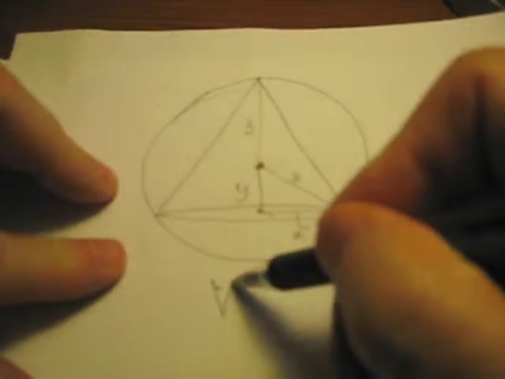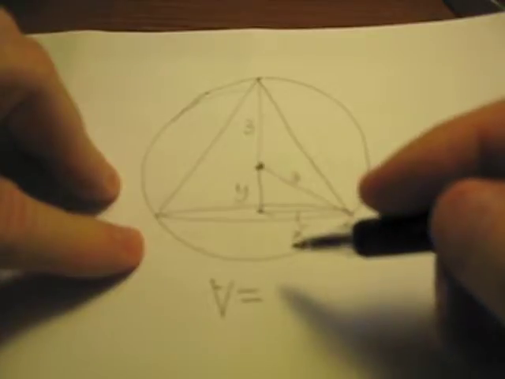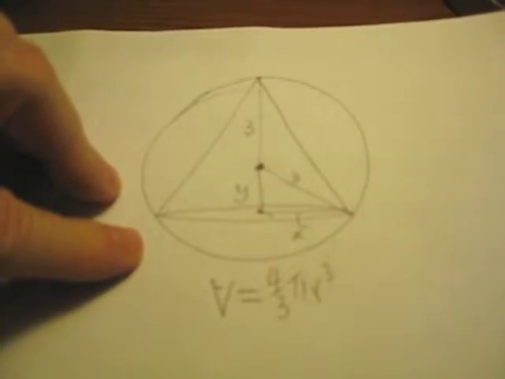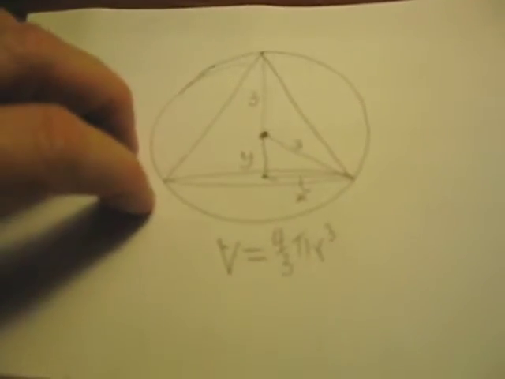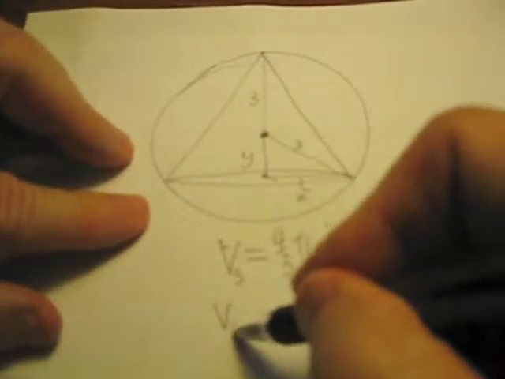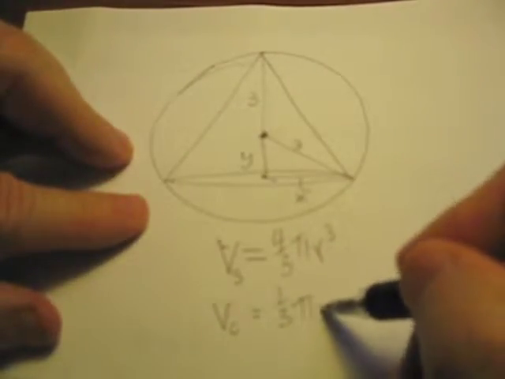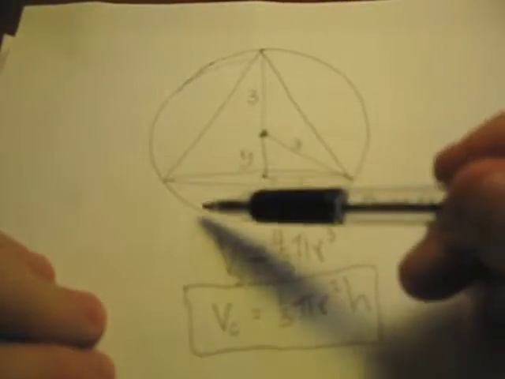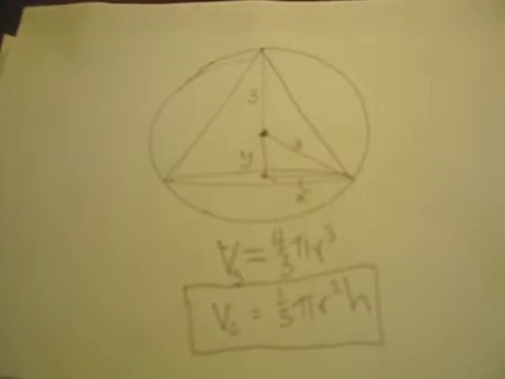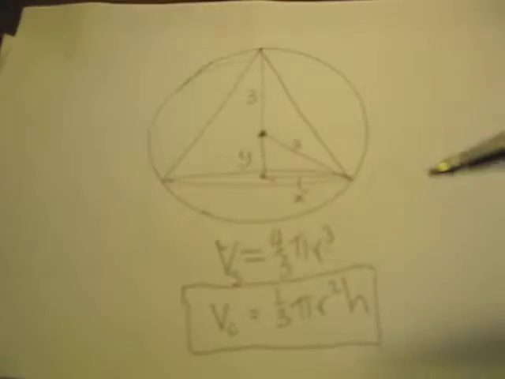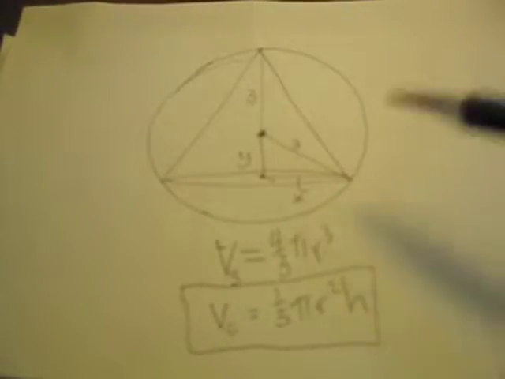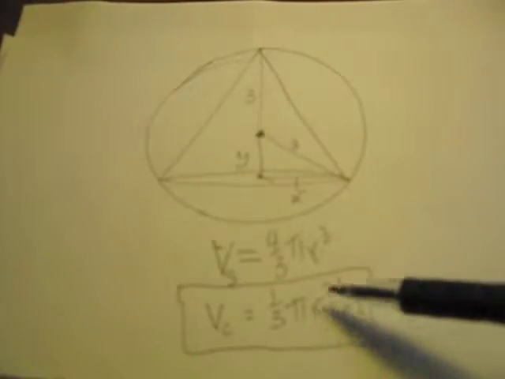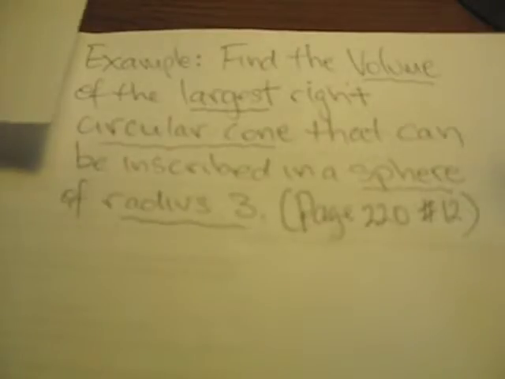Now given that information, these are the things that we know. Number one, we know the volume of a sphere is going to be 4/3 pi r cubed. We know the volume of a right circular cone is going to be 1/3 pi r squared h. Now this is the one we want to maximize. The sphere we know is fixed because it has a radius of 3, so its volume is fixed. So the one we're looking at is the volume of the cone, which is 1/3 pi r squared h. So we've got two variables, r and h. Let's have a look and see what we're going to do with that.